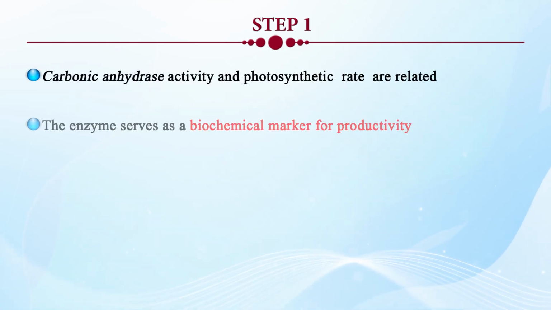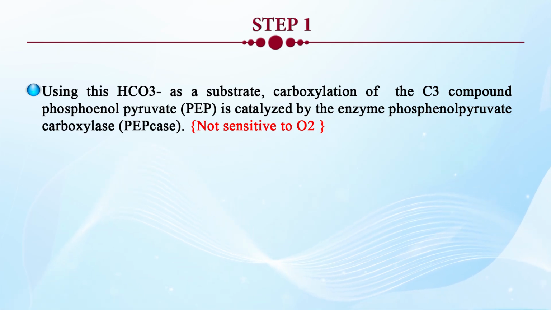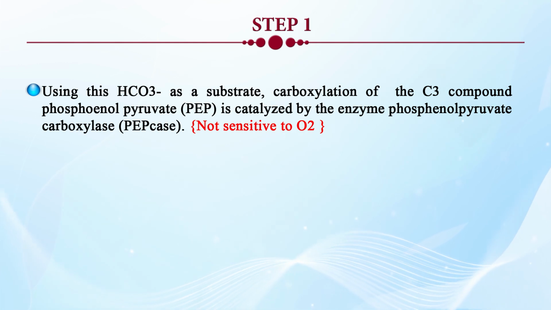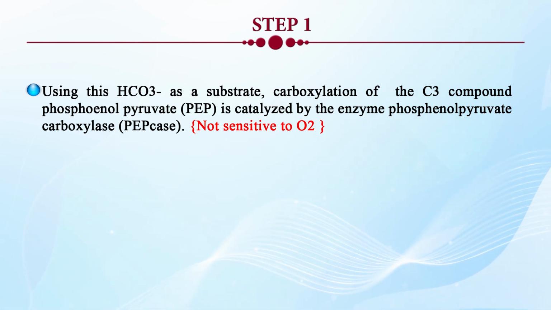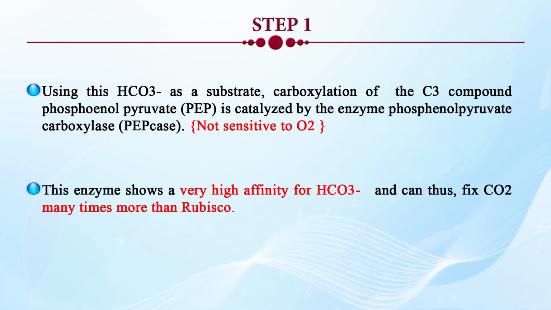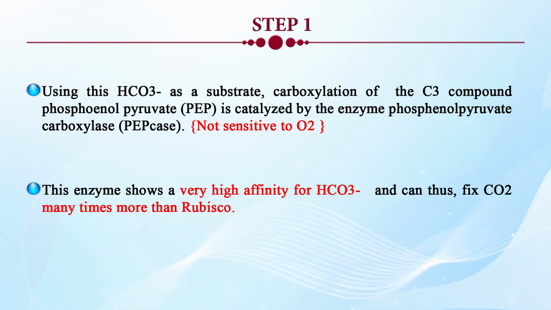And then this particular enzyme is going to supply CO2 to phosphoenol pyruvate in the C4 plants, and then finally to the Rubisco. So, that means PEP carboxylase is not sensitive to oxygen. This is a very important evolutionary advancement, because Rubisco is highly sensitive, but PEPcase is not. On the other hand, it shows a very high affinity for bicarbonate ions, and therefore, it can fix carbon dioxide many more times than Rubisco.